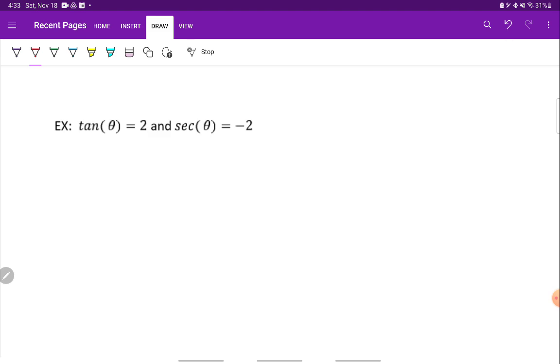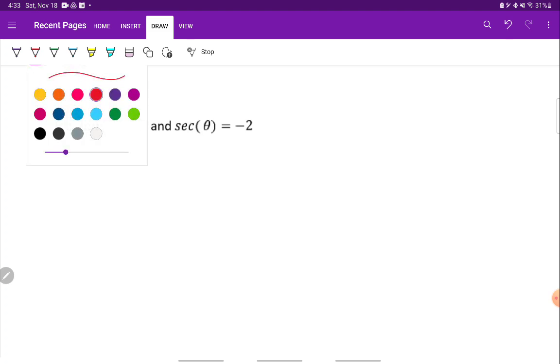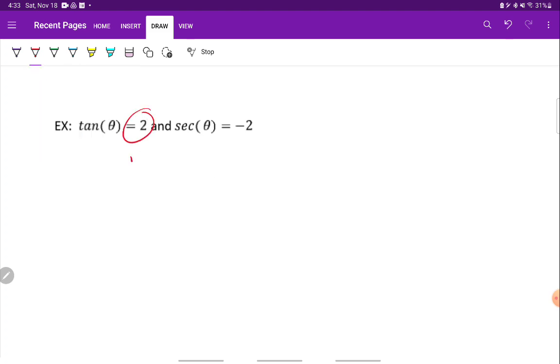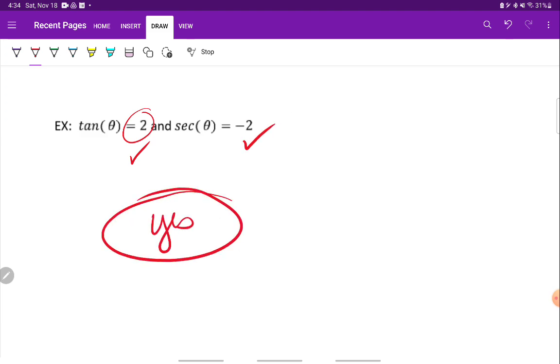Lastly, we want to decide, is it possible for tangent of theta to be equal to 2 and secant of theta to be equal to -2? Well, tangent has a range of all real numbers, so it can be anything, so this one's good. And secant has a range of anything except -1 to 1. And -2 falls outside of -1 to 1, so this one's good as well. Yes, tangent can be 2 and secant can be -2.